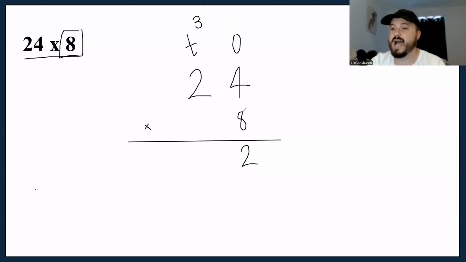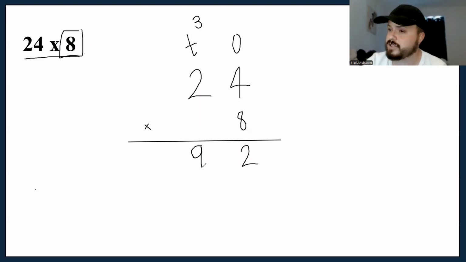8 multiplied by 2, or 8 multiplied by 20 because it's 2 tens. But we can say 8 multiplied by 2 to make things a little bit easier for us to understand, okay? So 8 multiplied by 2 is 16. Add the 3 that we carried over is 19, okay? So we put our second digit here.